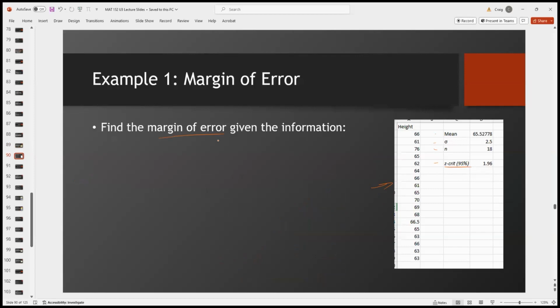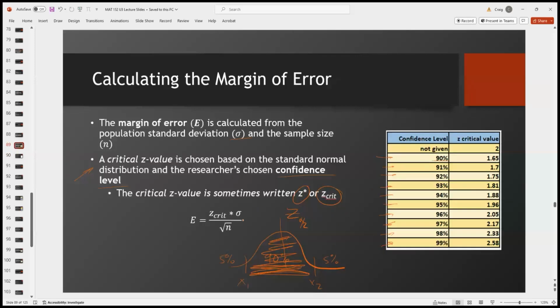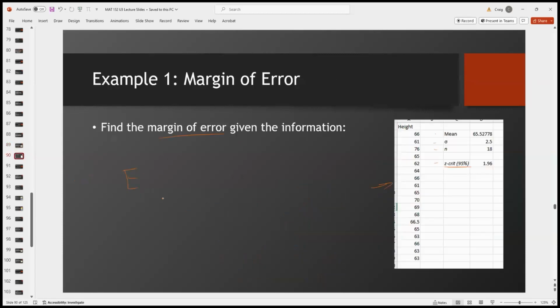Let's find the margin of error given what we have here. The margin of error is the critical value times the standard deviation divided by the square root of the sample size. So it's 1.96 times the standard deviation, which in this case is 2.5, the population standard deviation, divided by the square root of 18, the square root of the sample size.